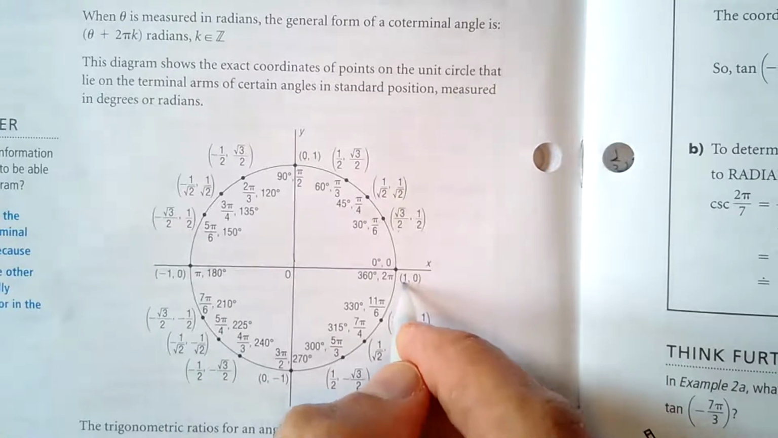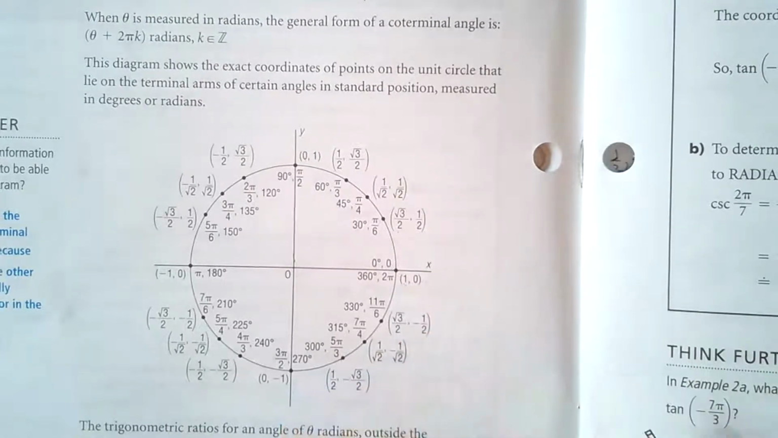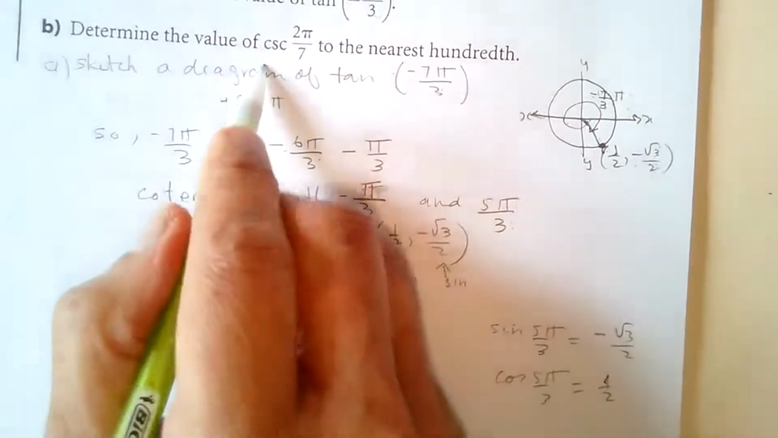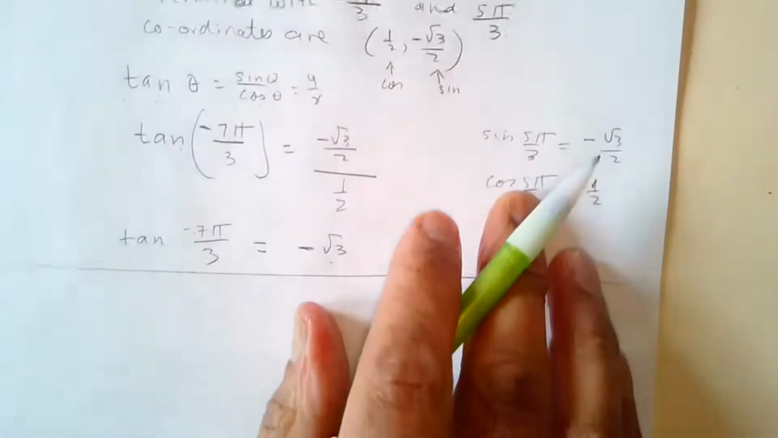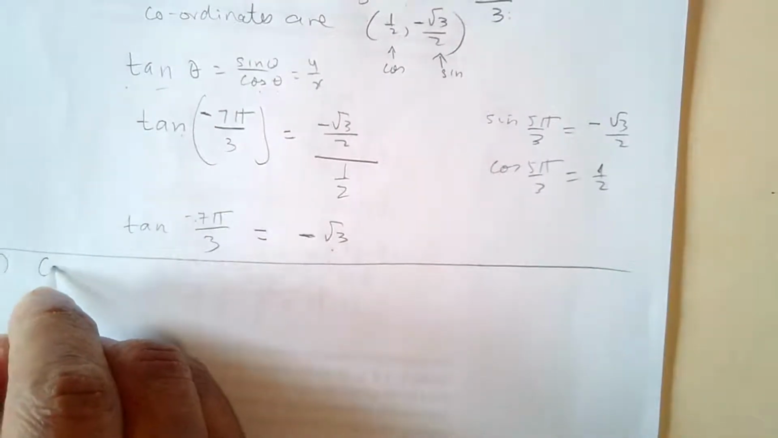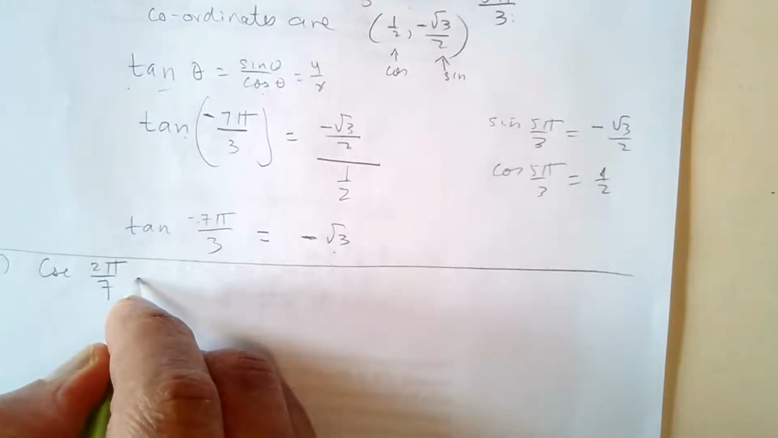Okay. So remember the first coordinate point, the x is like a cos. Think of the alphabet C coming before S. Now determine the cosecant of 2 pi over 7. Now you have to use your calculator for that. So B, we have cosecant 2 pi over 7.